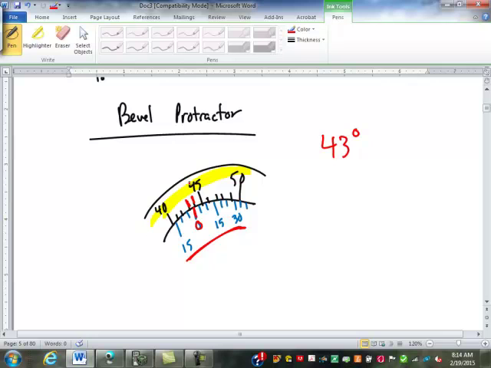How do we know which direction to go? Well, we look at the main scale. On the main scale, it's increasing going this way, correct? So we read the vernier scale going that same direction. Where's our first mark that lines up? This one right here, which is, well, this is 15, 20, 25, 30, 35, right? So that is 43 degrees, 35 minutes is what that's reading.